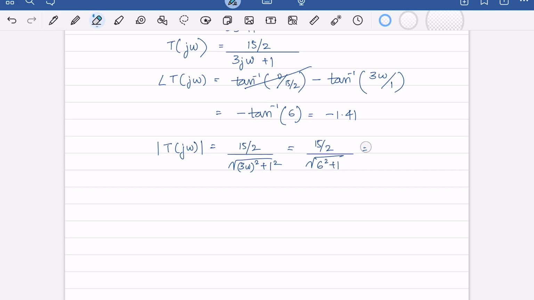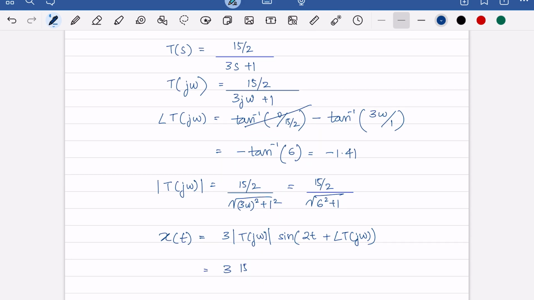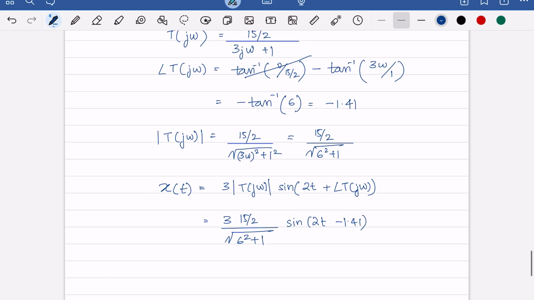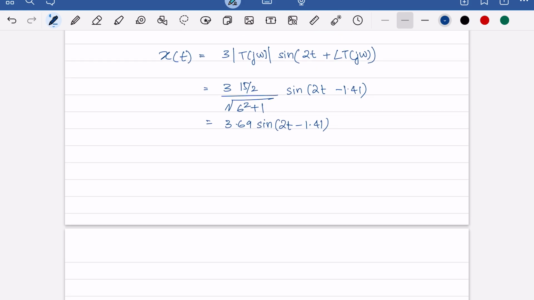That's a number which I basically calculated beforehand as the complete response, x of t is equal to the magnitude of T of j omega times sine of 2t plus the phase angle difference. If you now substitute the values that we found, you would have sine of 2t minus 1.41. And this is the thing that I calculated beforehand. So this is equal to 3.69 sine of 2t minus 1.41. So we're able to find this without doing all the Laplace transforms and the inverse Laplace transform and then bringing it back to our domain and so on.